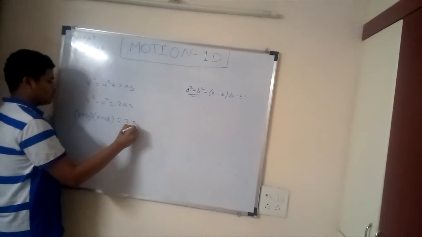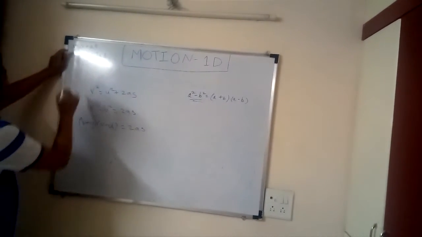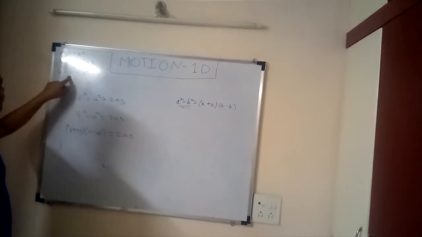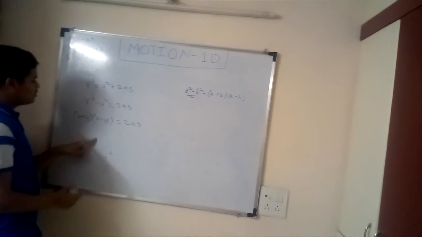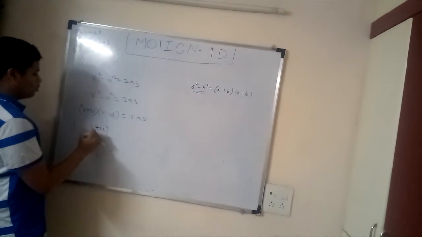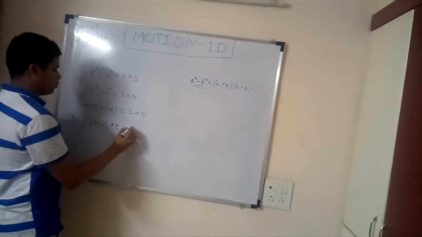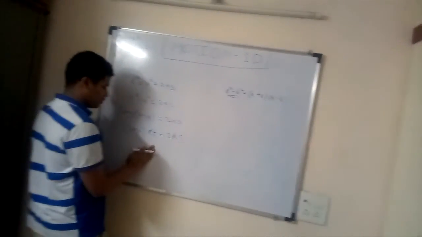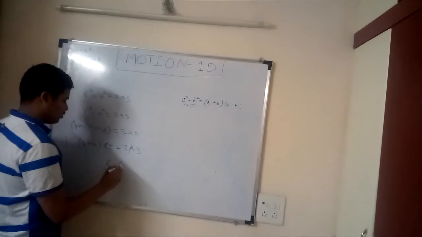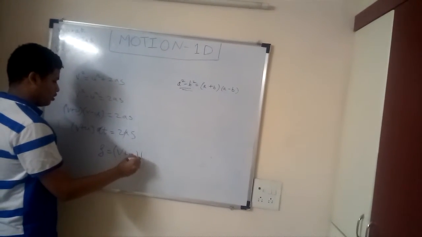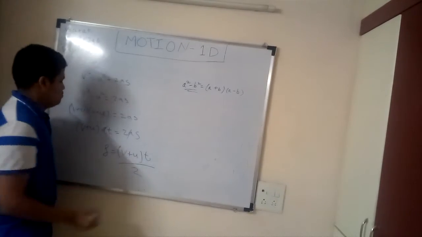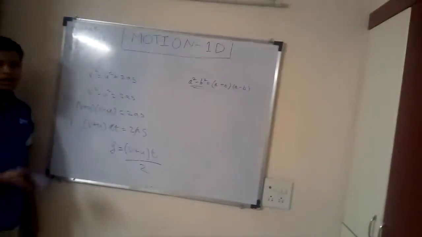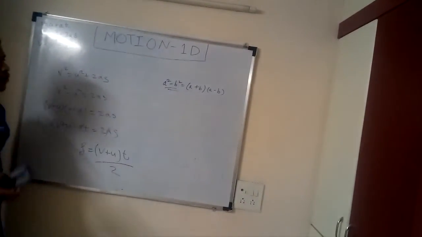is equal to 2as. But here you can see that if we shift this u here from this equation, we get v minus u is equal to at. So we can substitute this here. v plus u into at is equal to 2as. 2 and a get cancelled. So we get displacement as v plus u into t divided by 2. And this was the third equation that I have proved. You can note it down if you want. I will stop for a minute, or you can pause the video.